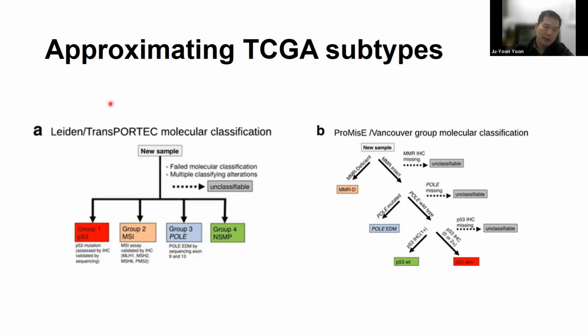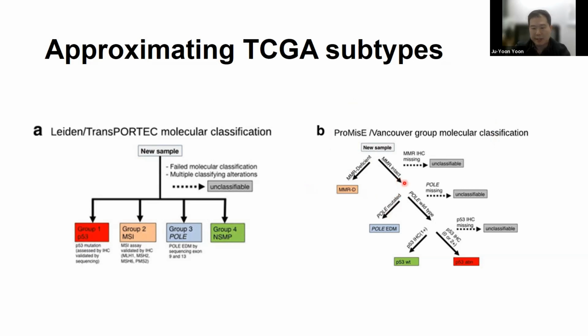And one is the PORTEC approach, where rather than really true decision trees, it's actually sort of grouped into the four. And they had some guidance on how to deal with cases with multiple classifying alterations. You can see that some of this, I'm sorry about some of the blurry text, but a lot of it is actually dependent on immunohistochemistry. So p53 IHC, MMR IHC, and in all cases, they would sequence at least the EDM, the exonuclease domain, and if it was mutated, then it would be under POLE. If not, it's no specific molecular profile.